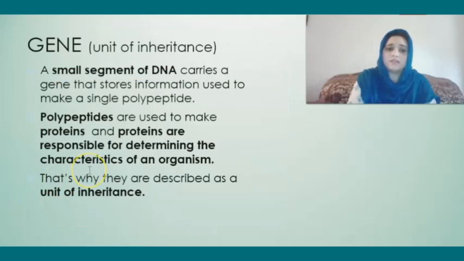Now, what is a gene? A gene is basically the unit of inheritance. A small segment of DNA carries a gene that stores information to make a single polypeptide. Poly means many, and peptide means bond formed between amino acids. So polypeptides are used to make proteins, and proteins are responsible for determining the characteristics of an organism. So that's why genes are described as the unit of inheritance.